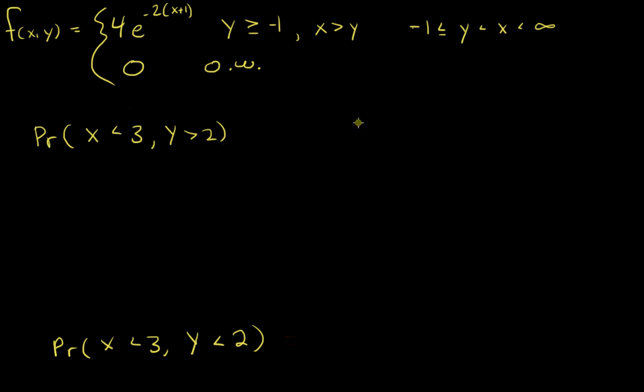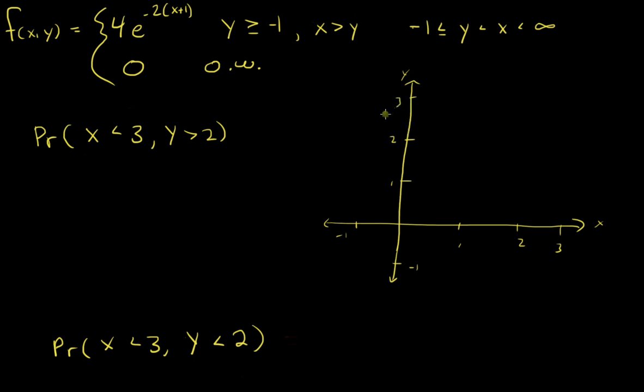So the first thing that you should start with when you're trying to calculate probabilities and you have complicated supports is drawing out your support. So let us start with that. Let's draw our support. Here's -1, 1, 2, 3 on each axis. This is y and this is x.